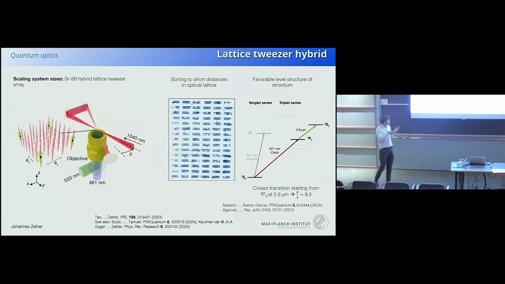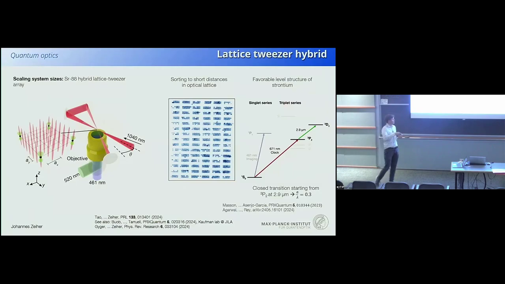What is interesting in particular in strontium is the level structure, because in addition to the ground state, there's also this metastable manifold. In particular, the 3P2 excited state has a very long wavelength transition to the 3D3 state, which is closed. So this could be a very good candidate in the end to do these quantum optical experiments.